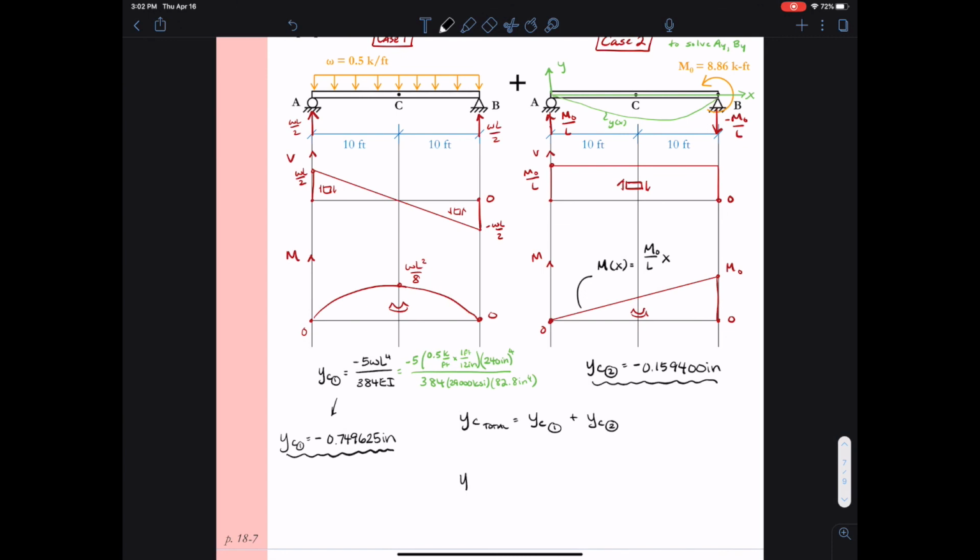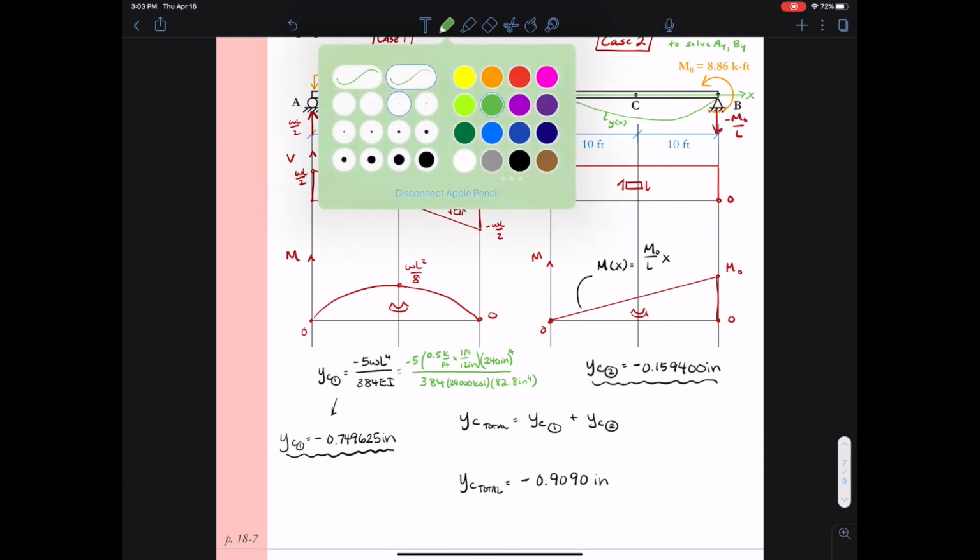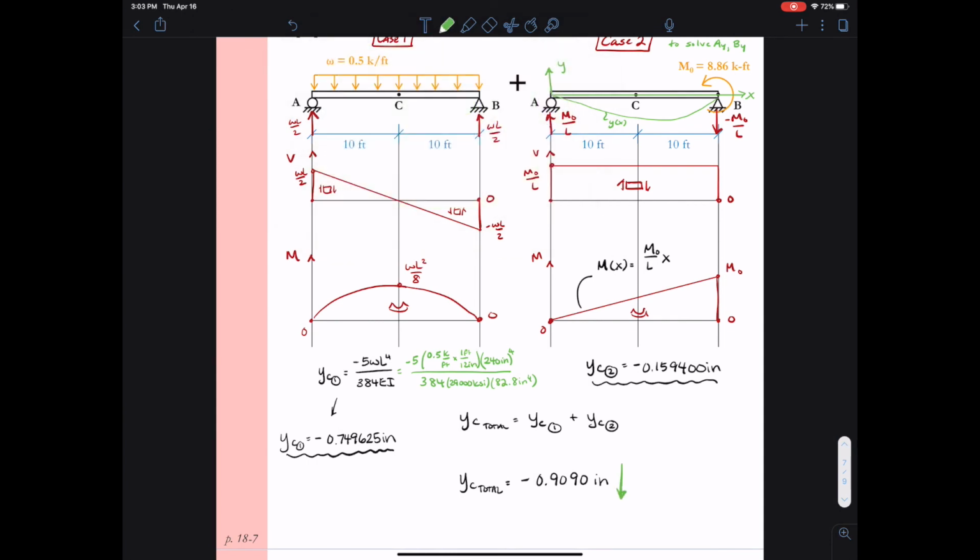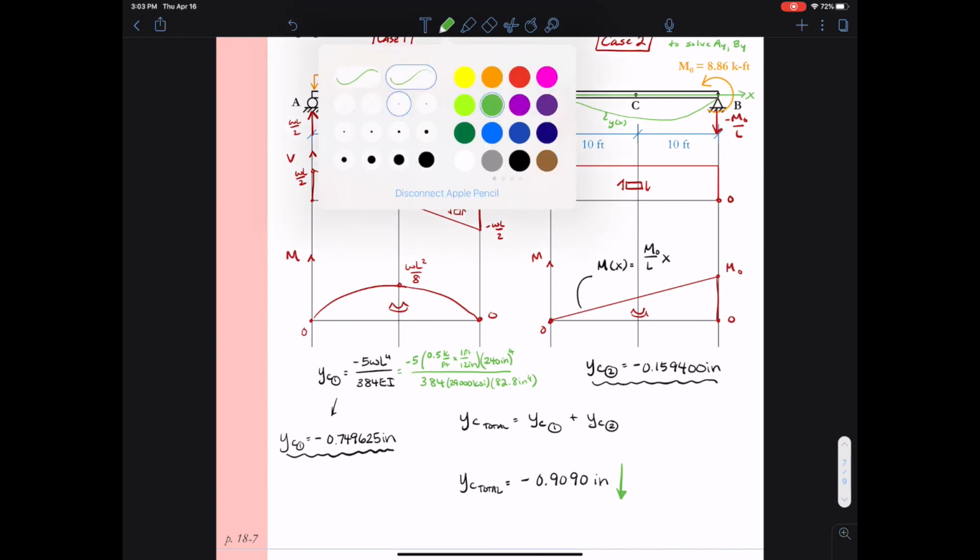Alright, since we were using superposition, we now can calculate the total deflection at the middle. Unsurprisingly, when we add these two together, we get negative 0.9090 inches. Come on, you didn't expect me to ruin 90s day. So hopefully you had a feeling that that was the deflection going in.